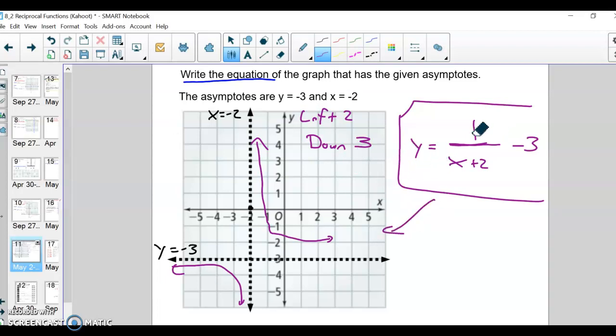There'd actually be more than one equation because you could have this be like a 4 or 5 on top, but that's at least one of them.